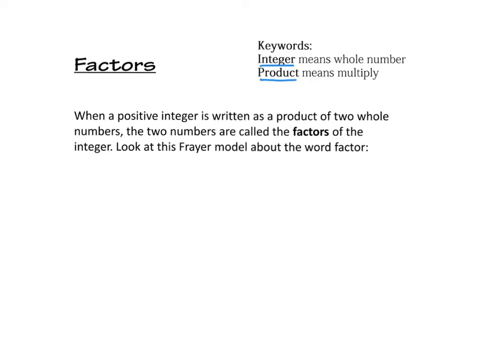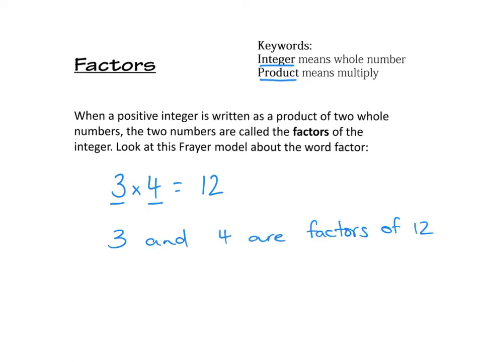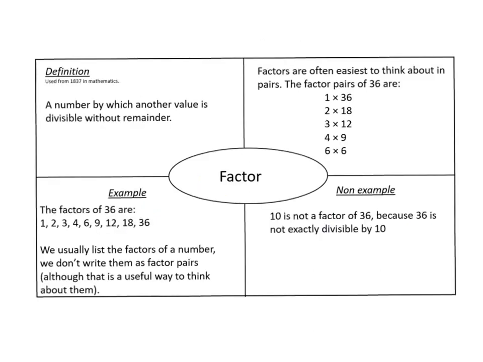Okay, so factors. When a positive integer, a whole number, is written as a product of two whole numbers, the two numbers are called factors of the integer. Okay, now that sounds quite complicated, but it's important that we get used to the language. So when a positive integer, 12, is written as a product of two whole numbers, the two numbers are called factors of the integer. 3 and 4 are factors of 12. Okay? So this is a little bit of a table that just helps you understand it.